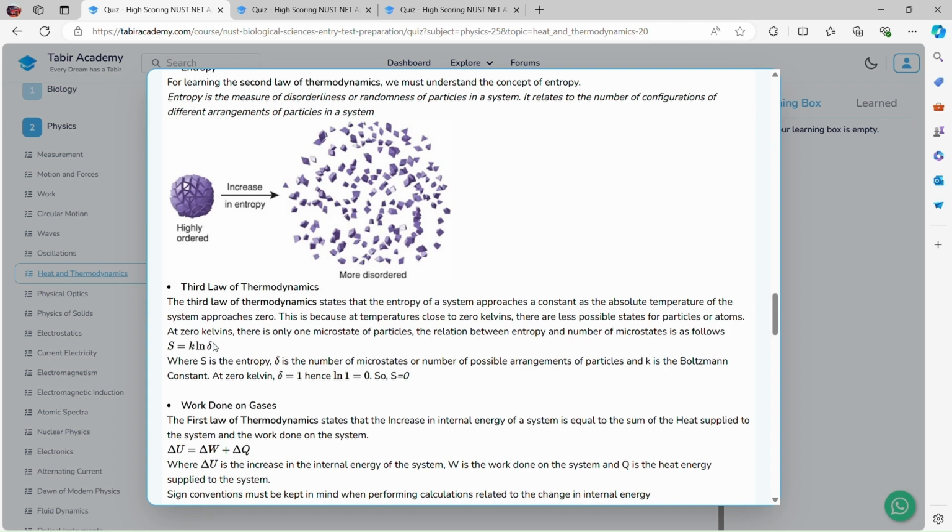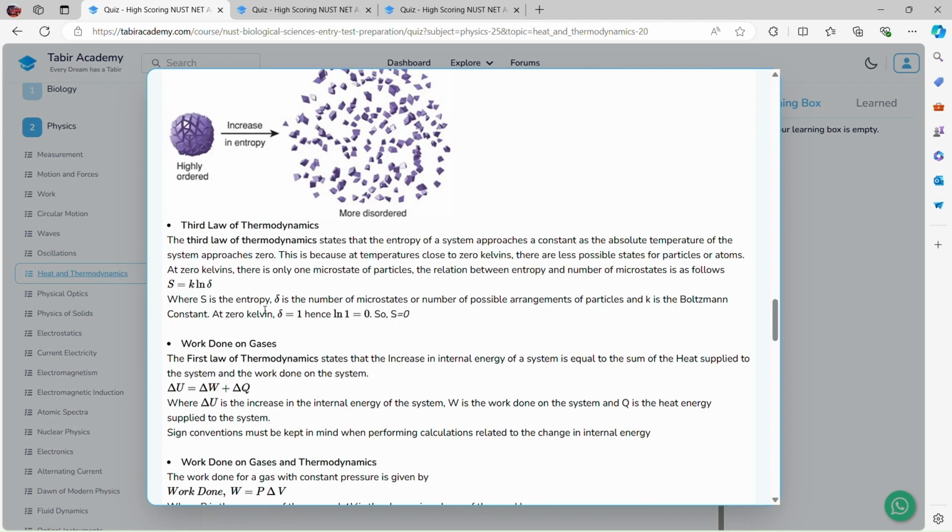S equals k ln Ω, where S is the entropy, Ω is the number of microstates or number of possible arrangements of particles, and k is the Boltzmann constant. At 0 kelvin, Ω equals 1. Hence, ln 1 equals 0. So, S equals 0.